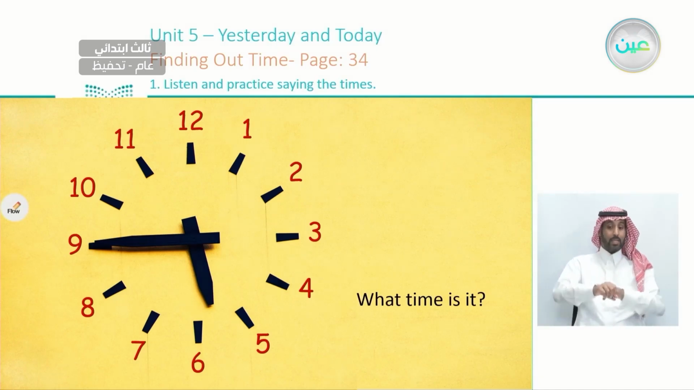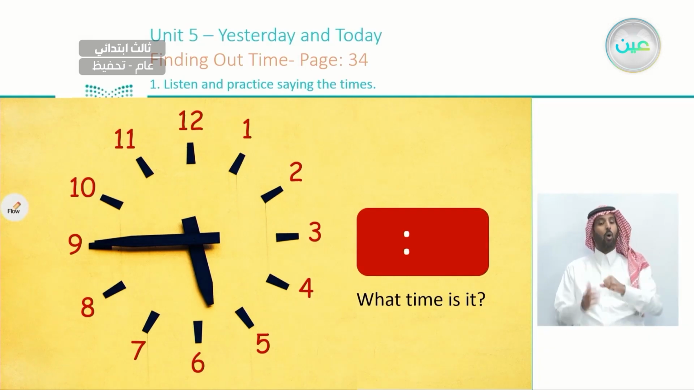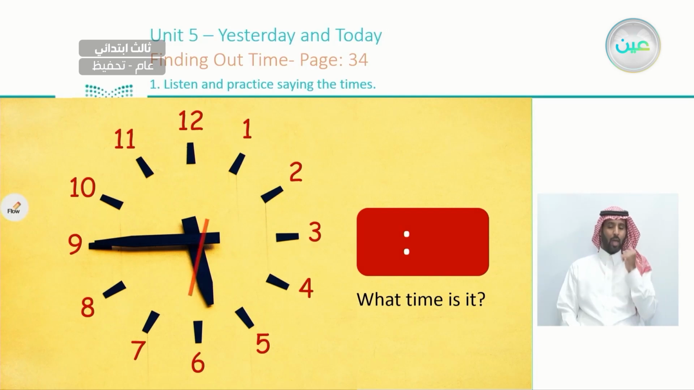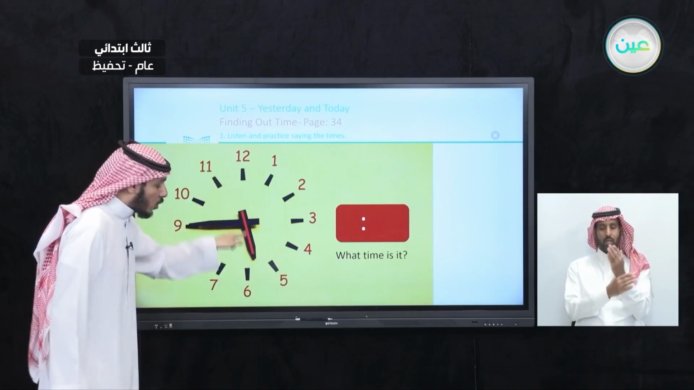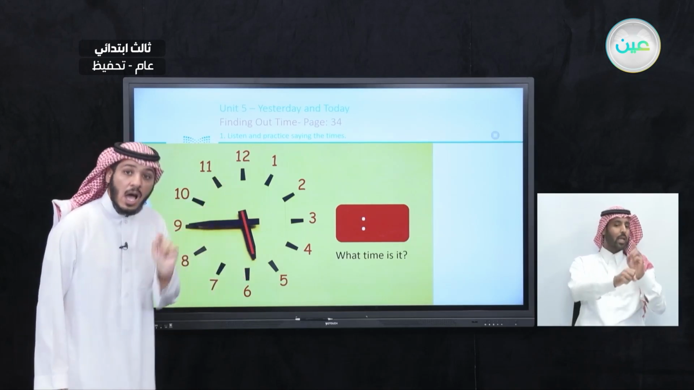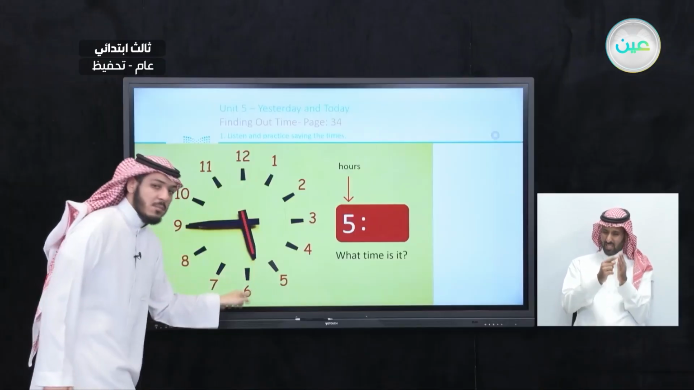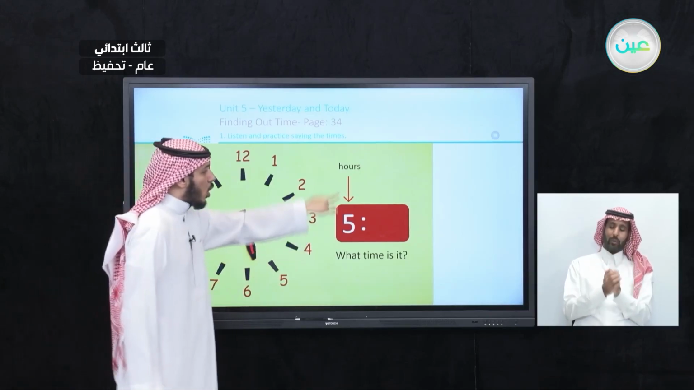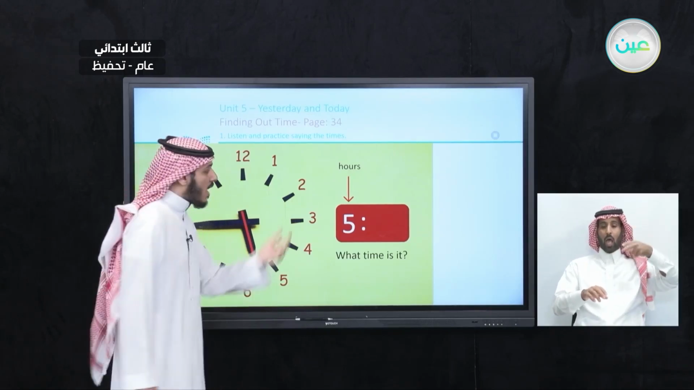Okay, now what do we have here? What time is it? The time here is 5:45. How did I say that? Now here we have this short hand. The short hand tells us the hours. This is number 5. It doesn't reach number 6; before number 6, it's still on number 5. So this is 5, for hours. What does hours mean? ساعات. Excellent. So we have hours here.